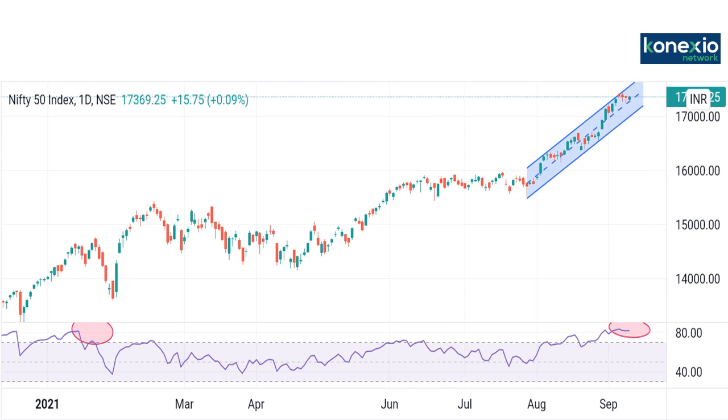You can clearly see that during the February-March period in 2021, a similar setup was seen where RSI was at exactly the same point, around 80 to 83, and then we saw a sharp correction in the markets, and then Nifty started rallying again. A similar setup is being seen in Nifty at this juncture.